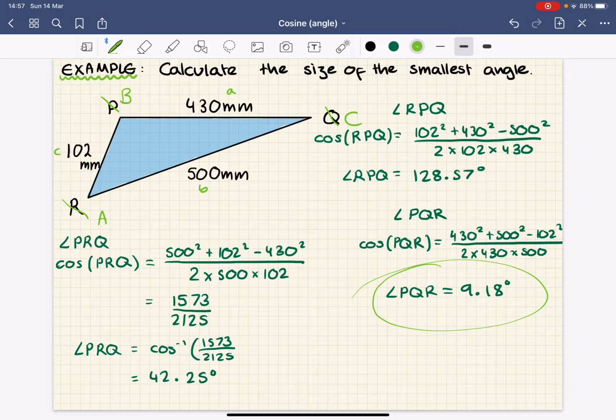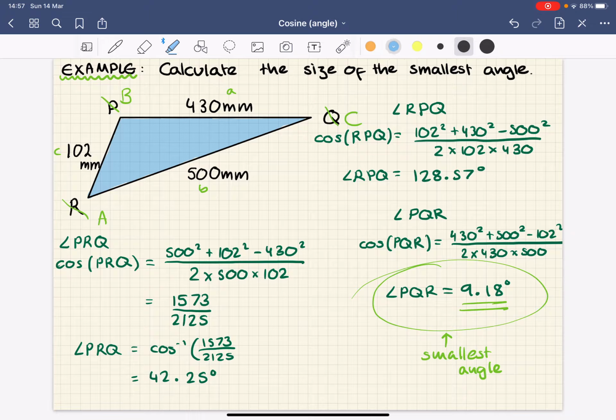So I'll make a big point about that. Draw a circle, underline it, make sure it's clear. That is my smallest angle. So that's one method of going about it, where we can find all the angles to find out which one is the smallest at the end.